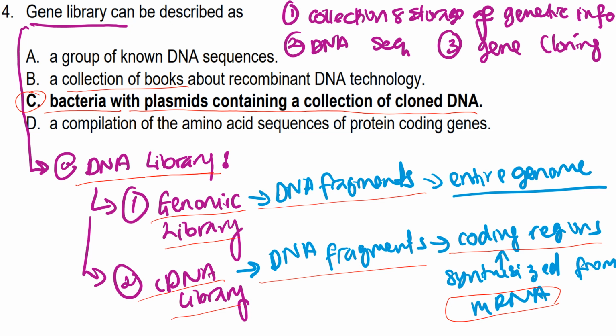So what are the significance or the purpose of this gene library? One is to serve as collection and storage of genetic information for an organism. Second, the information within this library can be used for DNA sequencing to determine the sequence of DNA for a certain gene, for example. And then the third purpose of gene library is for gene cloning. So you can select genes that you are interested in and do gene cloning.